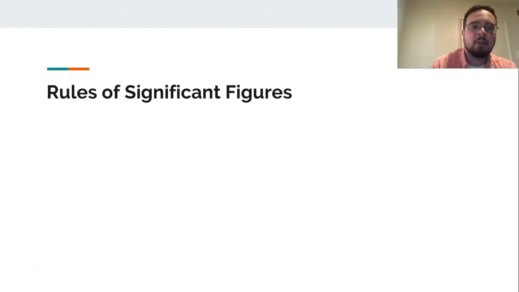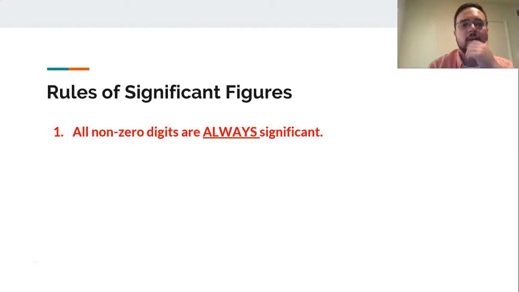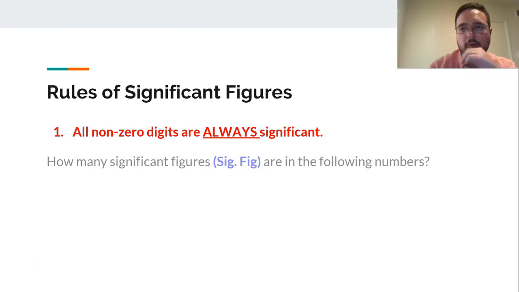So there's a couple rules of significant figures. What I'm going to do is break these rules into parts, and I'll do a couple of examples for each rule, and towards the end we'll start compiling all these rules together to make a little bit more sense. So the first one is that all non-zero digits are always significant. We'll explore this a little bit.